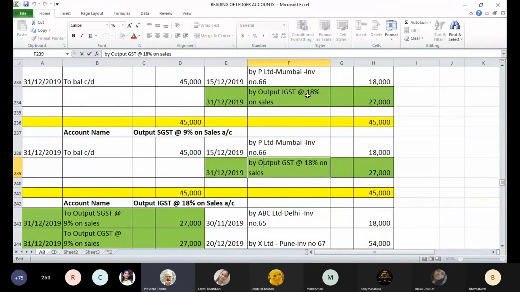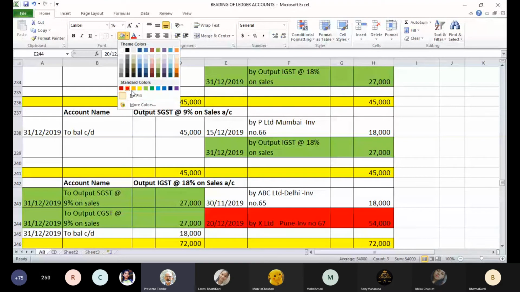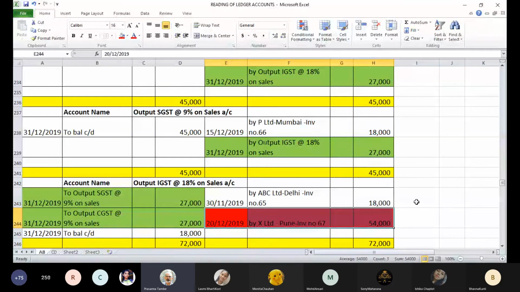These are corrections for 54,000, the wrong entry which was passed into the books. I'll mark the wrong entry with a color band again. This is a wrong entry actually. So this was subsequently corrected. This has been corrected and we have just seen the correction entries passed on 31st December. Have you understood the wrong entry and now the corresponding correction also? Yes? Yes, sir. Okay, so let us write down the comment on this.